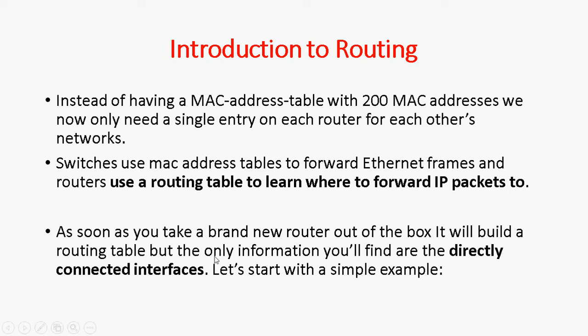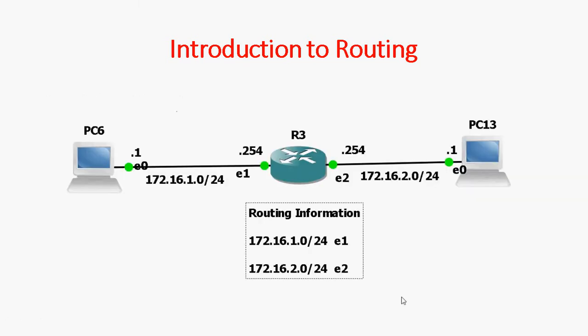Using the router, one entry is more than enough to communicate with these 200 computers. As soon as you take a brand new router out of the box, it will build a routing table, but the only information you will find there is directly connected interfaces. Let's start with this example. This is a new router. I am using two PCs, PC6 and PC13. PC6 connects to router R3 using the 172.16.1.0/24 network, and PC13 connected to the R3 router uses the 172.16.2.0/24 network. So this is my routing information. These are the directly connected networks.